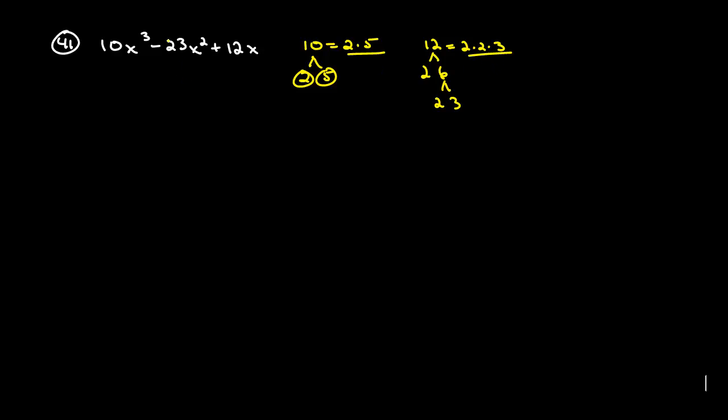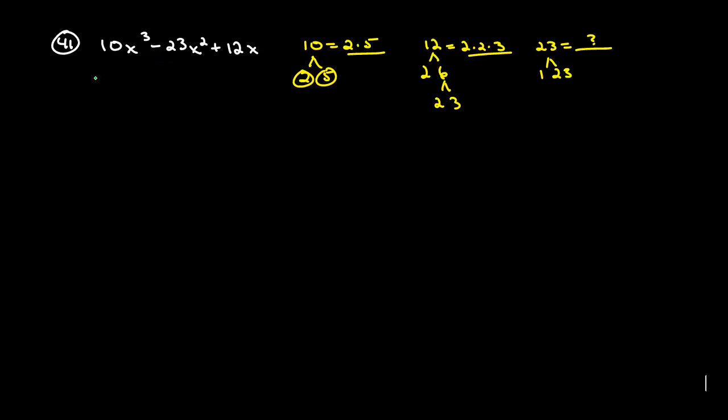Okay, but here's the problem. 23, well, 23 is prime. So the only numbers that work out are 1 and 23. So we can't factor a number out. Okay, we can factor out a variable here. We can factor out an x. They all have an x in common.